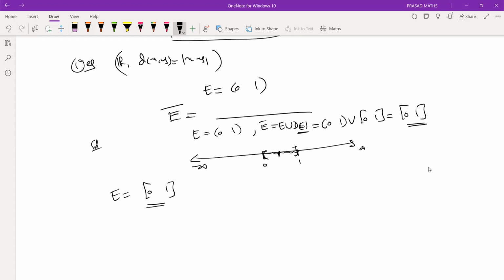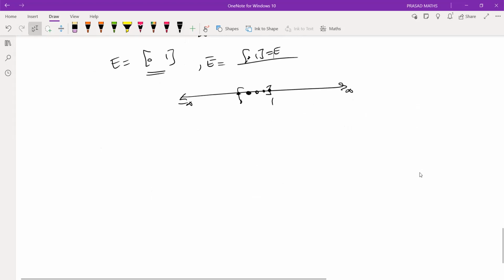Suppose you take any set you like, say the closed interval [0, 1]. What is the closure of the set? Same set, E. Because 0 is a limit point, including the points lying between 0 and 1, and 1 also is a limit point. Therefore, the closed interval [0, 1], that is itself.